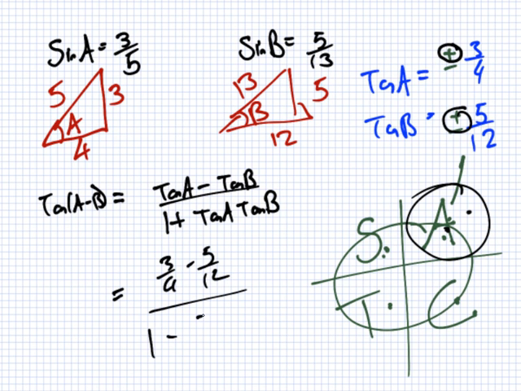1 minus 3 over 4 times 5 over 12, which we can just type in.